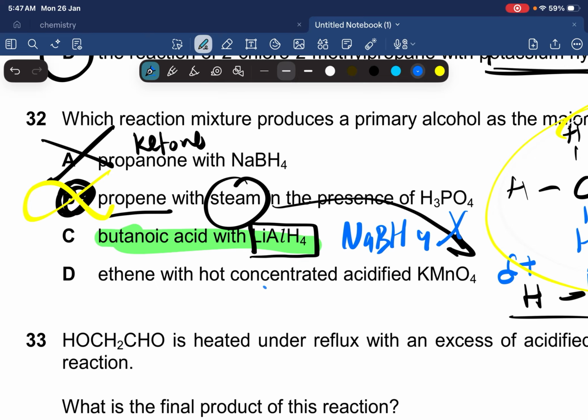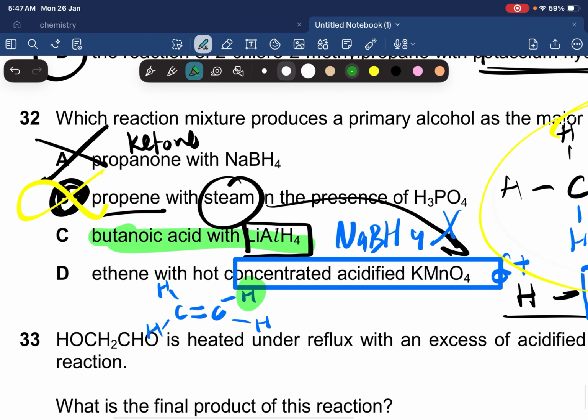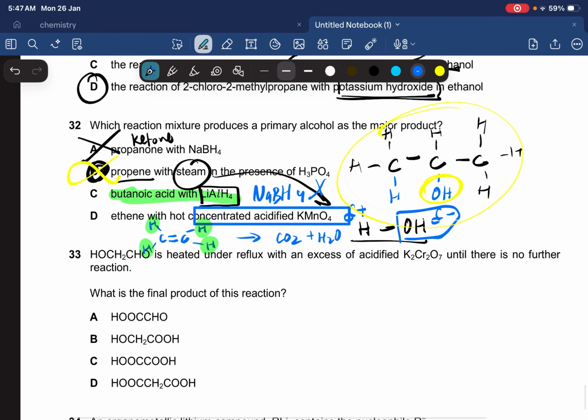Ethene with hot concentrated acidified KMnO4. Ethene, okay, so carbon double bonded to carbon. Then you have an H here, an H here, an H here, an H here. Since the double bonded carbon has both hydrogens, it's not going to form acid. It's going to form carbon dioxide and water. So that's how we do it.